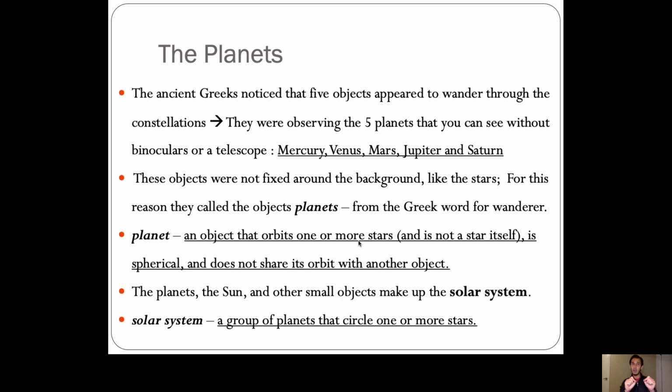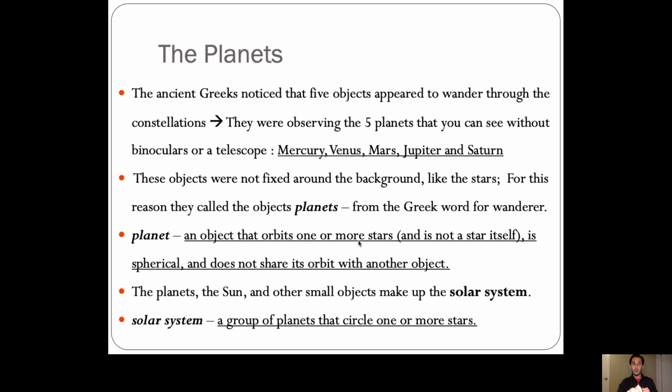I think it's a little less common to actually have only 1 star. Okay, so but bear that in mind. If it's spherical, it doesn't share its orbit, and it orbits around a star, then that's really the general sense of it's a planet. Okay, so we consider the planets, the sun, and other small objects, that's our solar system. Okay, so our solar system, there's the definition, a group of planets that circle 1 or more stars.